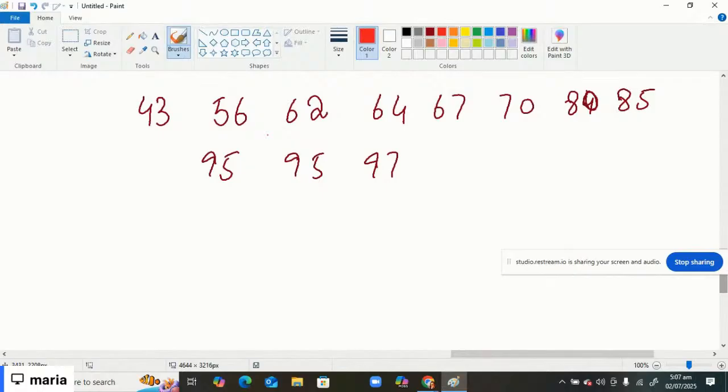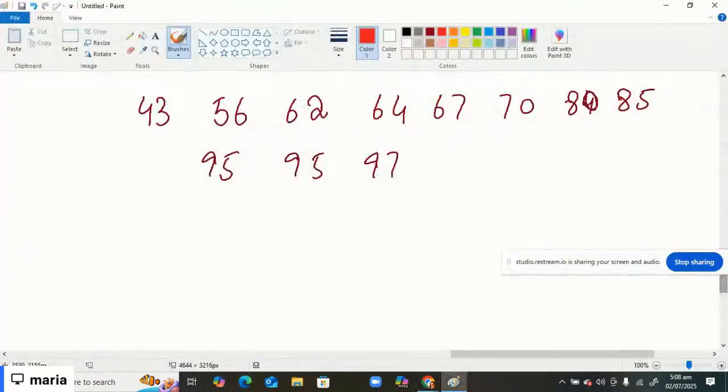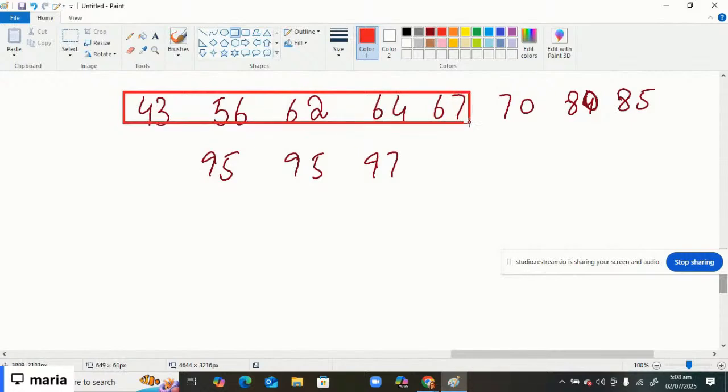Because they are asking us to find the lower quartile in the data, first we check the halves here. All the digits are 1, 2, 3, 4, 5, 6, 7, 8, 9. It means that 5 are on this side, 5 on this side, and 1 is in the middle. So first I write here the lower half, this one should be the lower half, and from the yellow, these are the upper half.